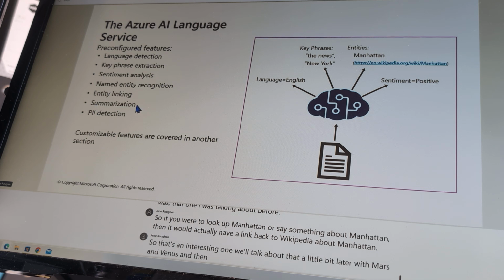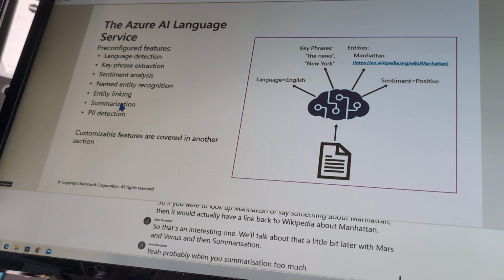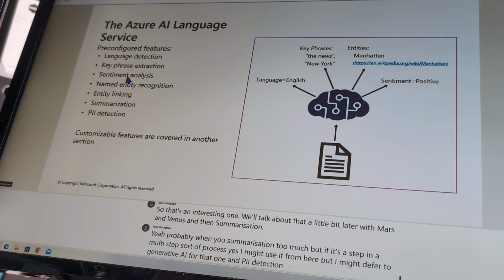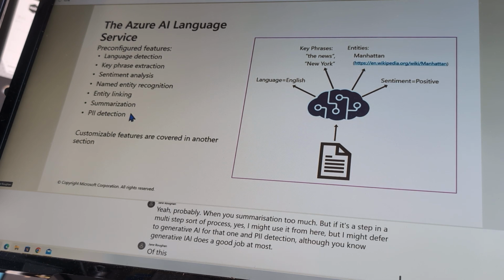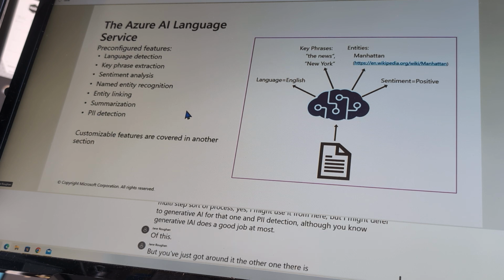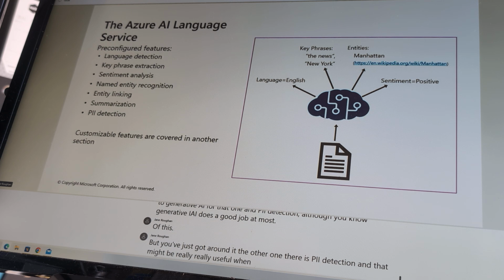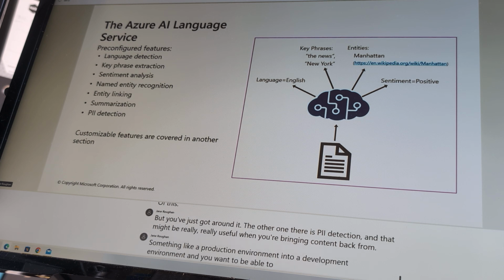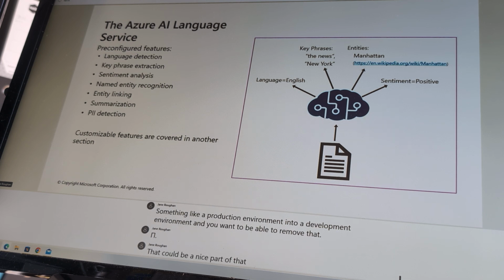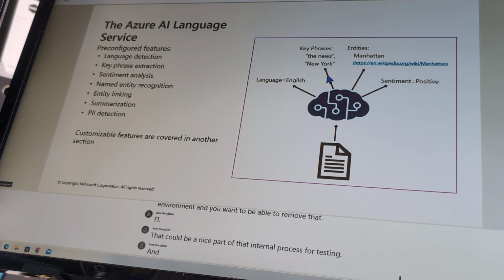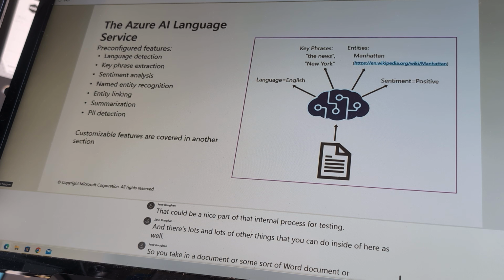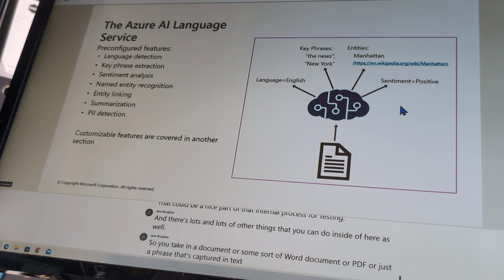And then summarization. I probably wouldn't use summarization too much, but if it's a step in a multi-step sort of process, yes, I might use it from here, but I might defer to generative AI for that one. And PII detection, although generative AI does a good job at most of this, you've just got to ground it. PII detection might be really, really useful when you're bringing content back from something like a production environment into a development environment, and you want to be able to remove that PII. That could be a nice part of that internal process for testing. There's lots and lots of other things that you can do inside of here as well. So you take in a document, some sort of Word document or PDF or just a phrase captured in text, and then you're able to extract all that information out.